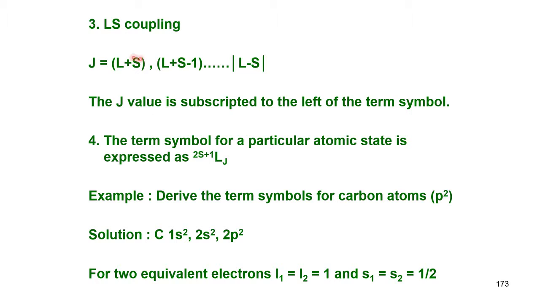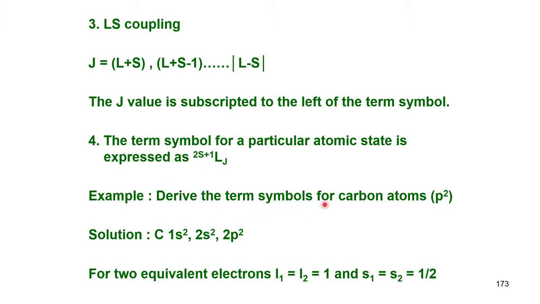So, in LS coupling we have capital J. Earlier we were talking about small j. Now, capital J corresponds to all electrons in the given system where LS coupling occurs. L plus S has the same rules: L plus S, L plus S minus 1, until it reaches L minus S. The J value is subscripted to the right of the term symbol, and the term symbol is something like this: 2S plus 1, L, and I write J at the bottom, and it is capital L, please note.